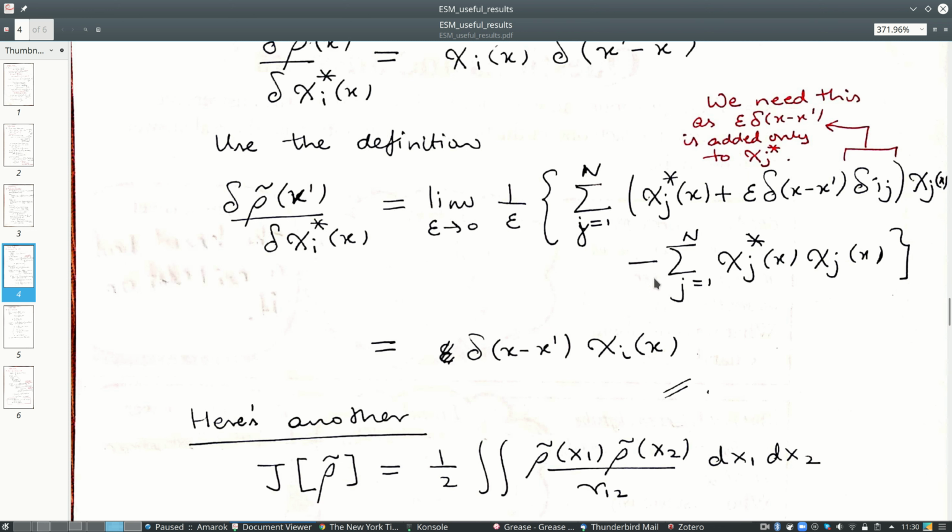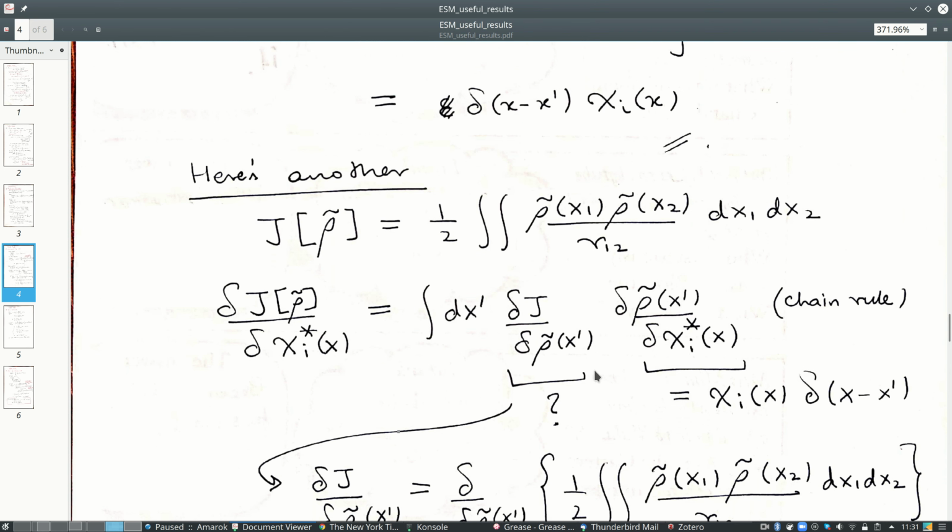So now we need to subtract off the original function rho tilde from the modified one, and you can see that the only term that will survive will be the epsilon delta of x minus x prime times chi i. All the rest will cancel off with this term here, and that leaves us this simple result that this functional derivative is delta of x minus x prime times chi i of x prime. There should be a prime here. Of course, it doesn't matter at this stage because the Dirac delta will make x equal to x prime, x prime equal to x in any case. So that's the first of the results we need.